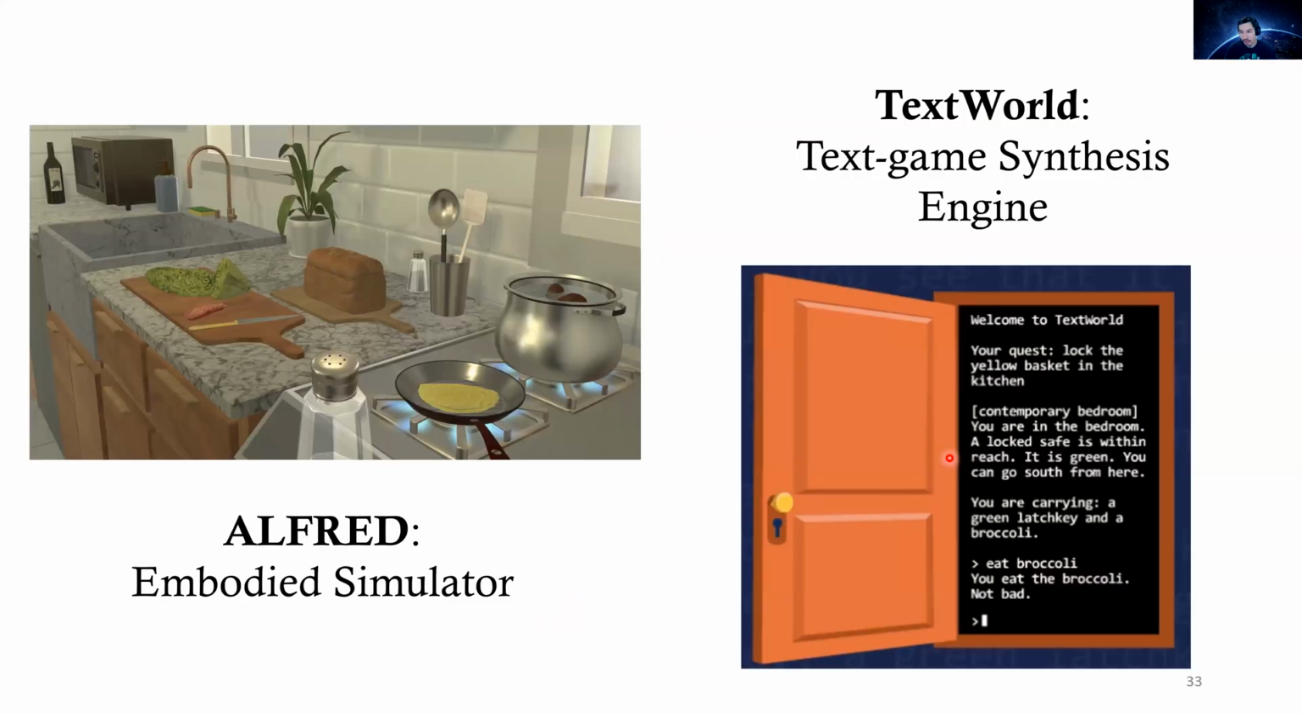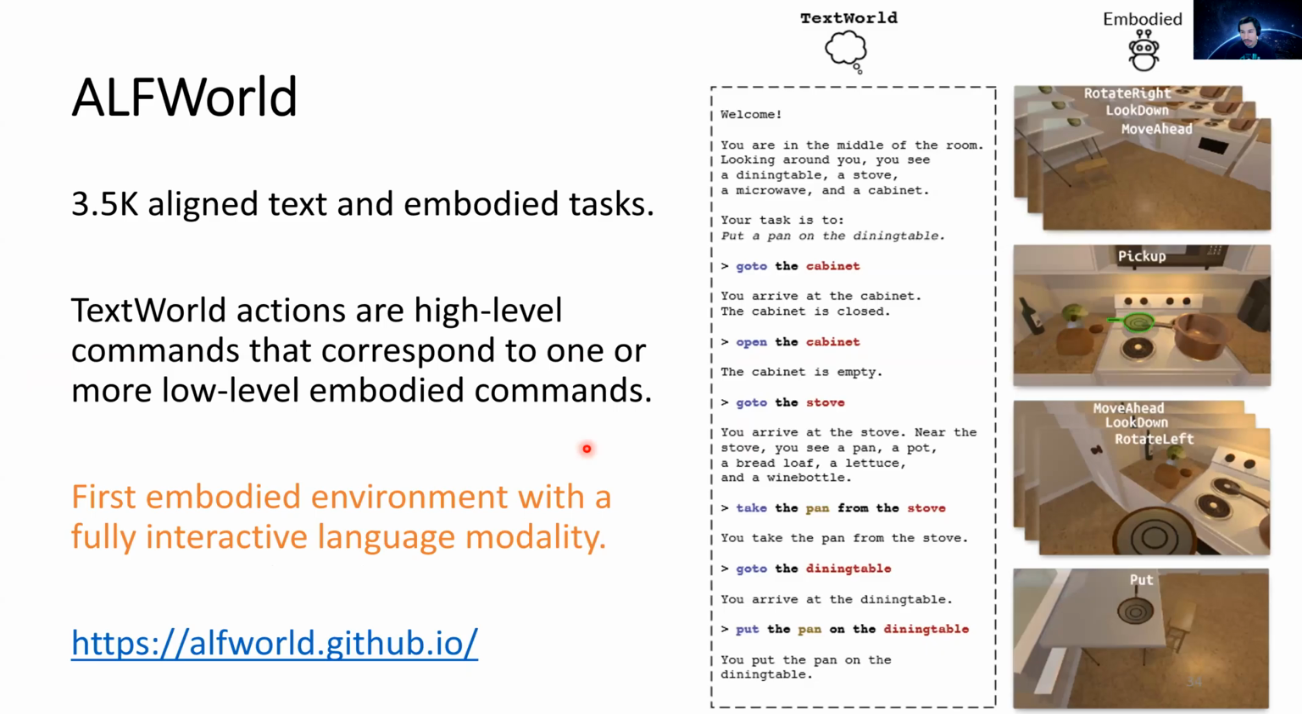To explore this idea, in joint work with Mohit Sridhar and my colleagues from MSR Montreal, we combined the Alfred embodied simulator with TextWorld, which is a game synthesis engine. This combination was dubbed ALFWorld, an environment that features over 3,000 aligned text and embodied tasks. As we can see on the right, the same underlying task can either be rendered into a text-based game through the TextWorld engine or a visual representation via the Alfred engine.